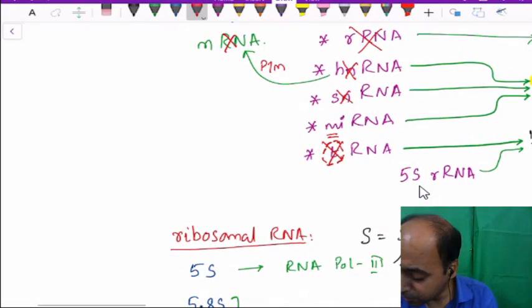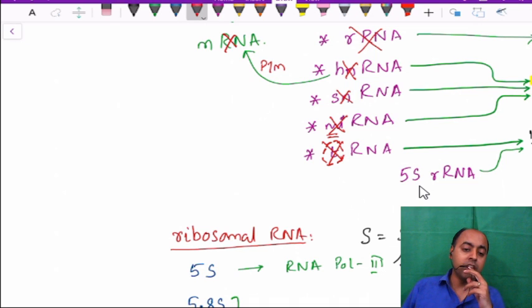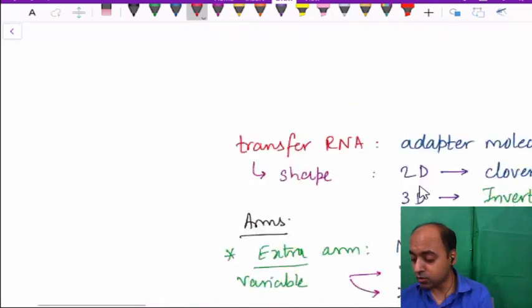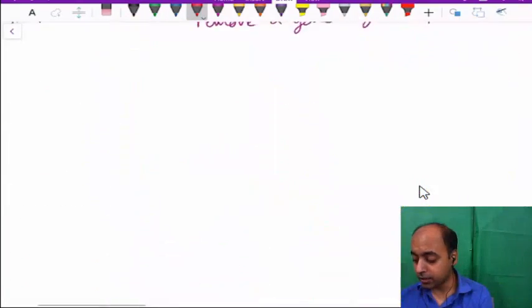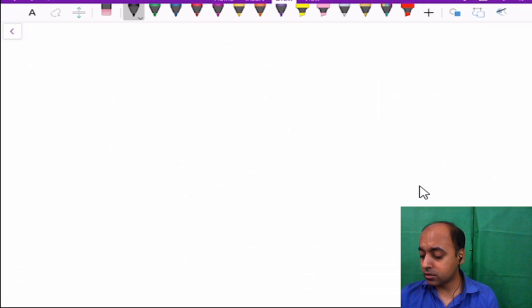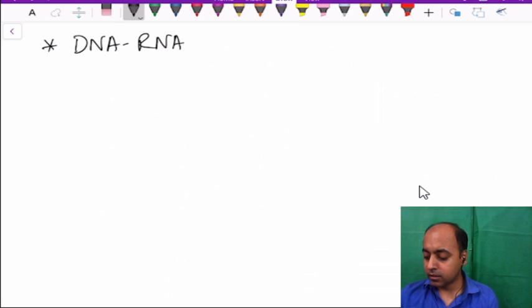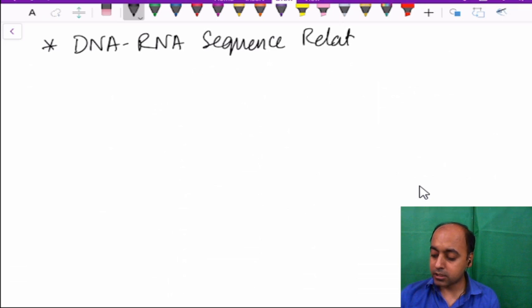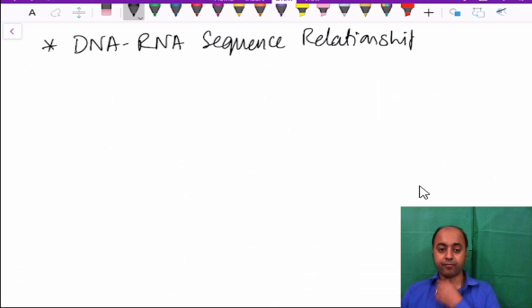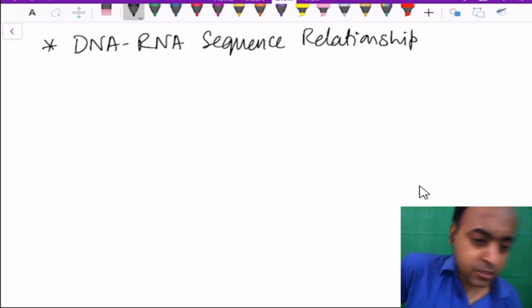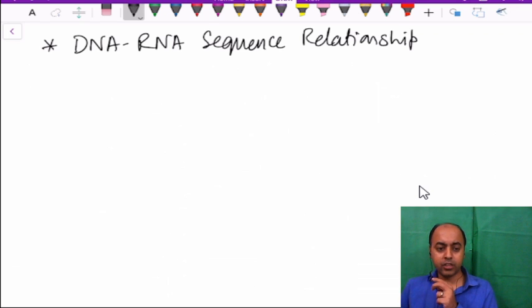So now we have talked about the different types of RNA, the coding and non-coding RNA. Now quickly we'll talk about the relationship between DNA and RNA. When the translation occurs, what is the relationship between the DNA and RNA? I call it the DNA RNA sequence relationship. Look very carefully now that I'm describing the DNA RNA sequence relationship.